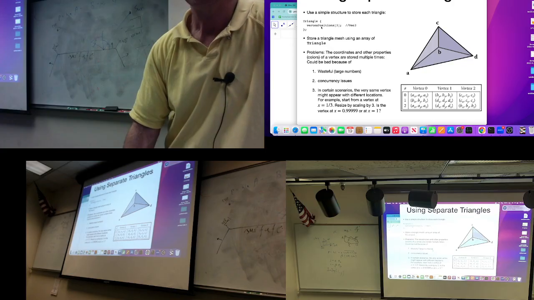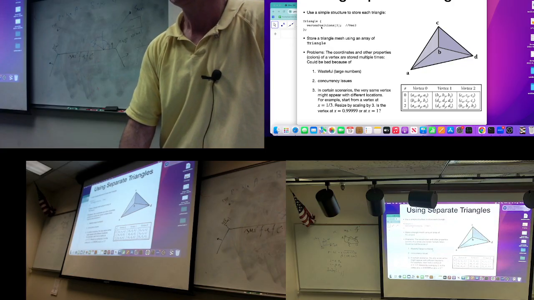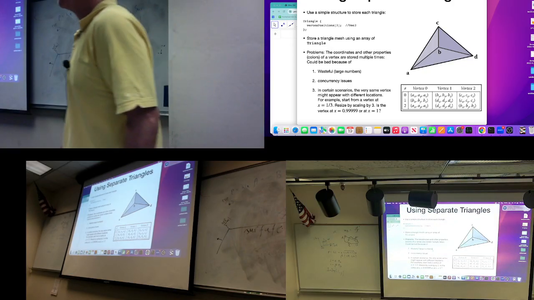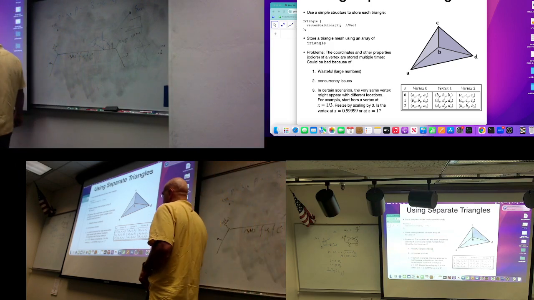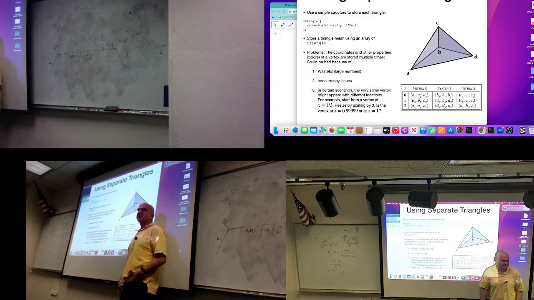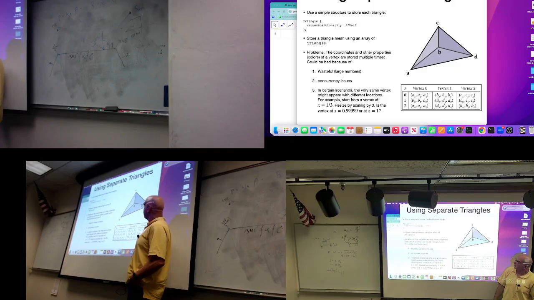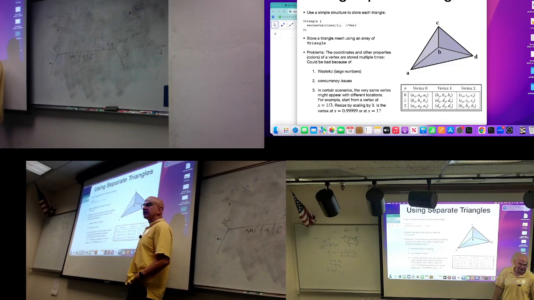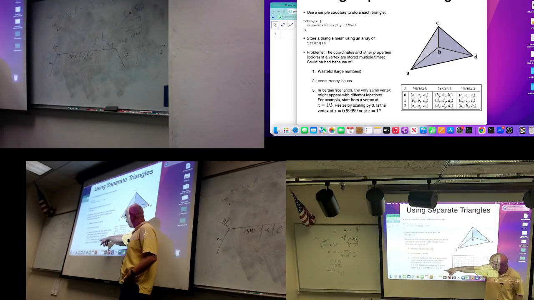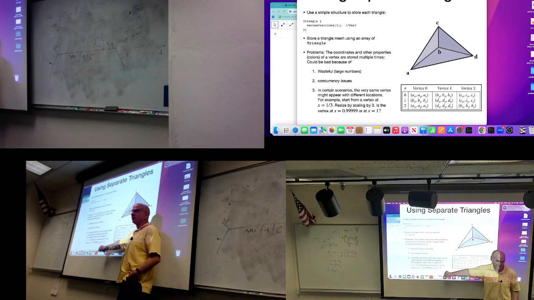Okay, so we can have each triangle store the three vertices explicitly. It's a bad idea that each triangle will tell us the X, Y, Z of the three vertices, and it's bad for multiple reasons. There are probably more than the ones that I thought of.